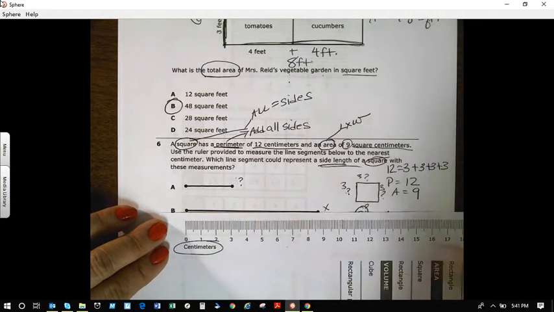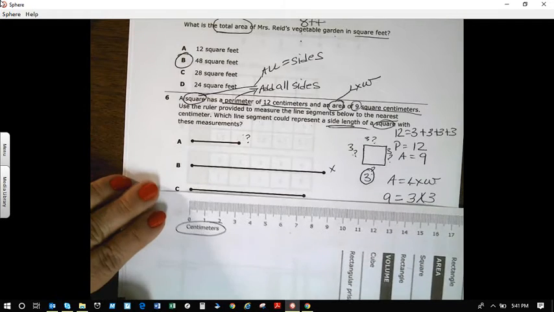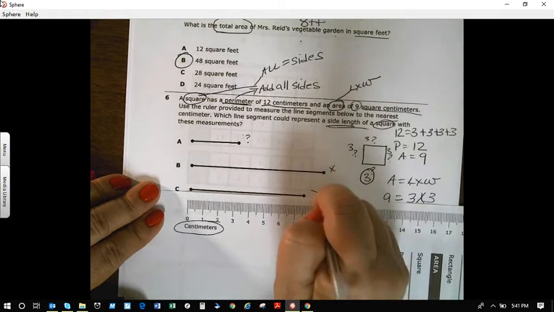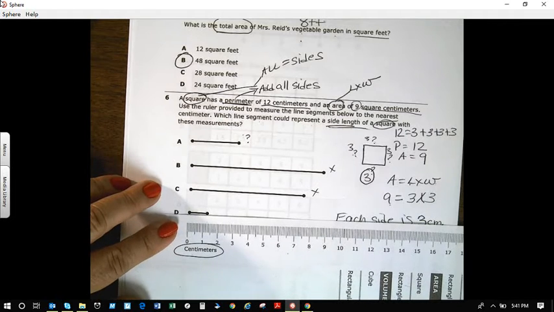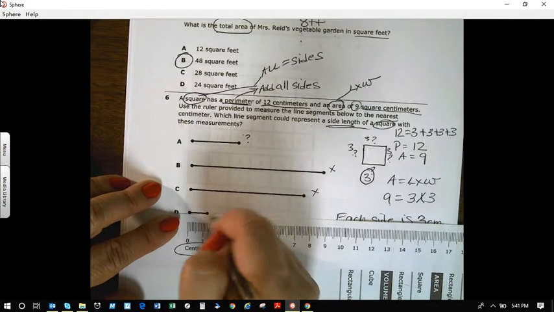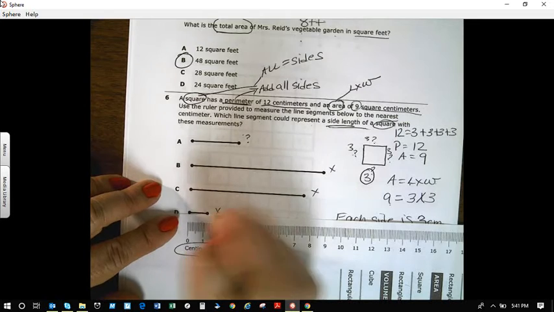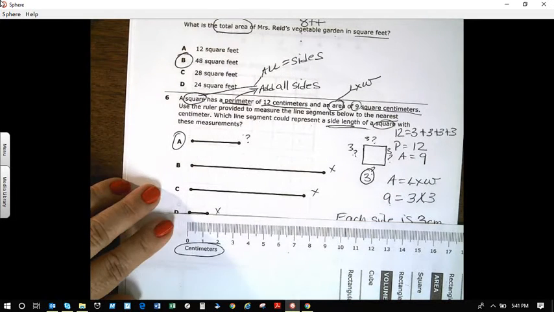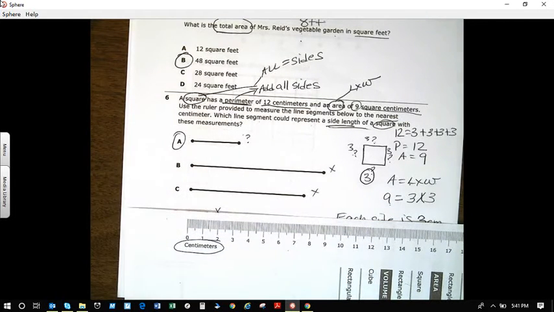I'm looking at this one. Oh, that's way too big. I feel like it's Goldilocks like the other one last night. All right, and that's way too big. And this one right here is, oh my gosh, it's way too small. This looks like it's about 1.5 centimeters. So the A is the one that is closest to the 3.